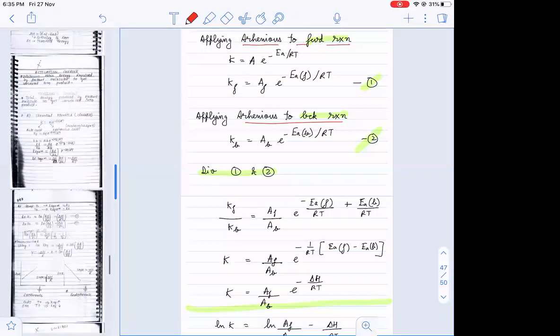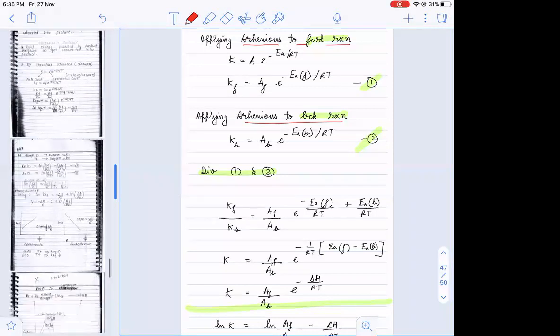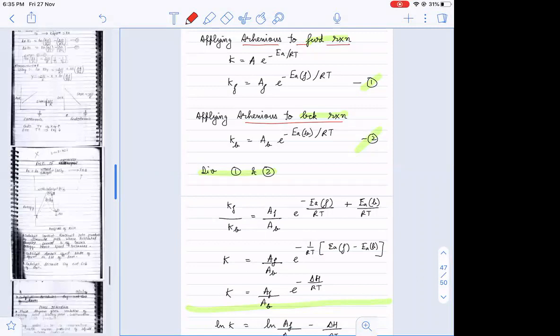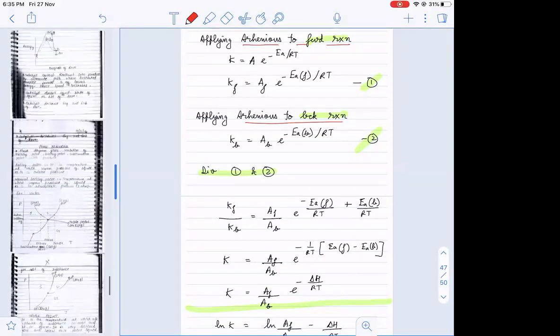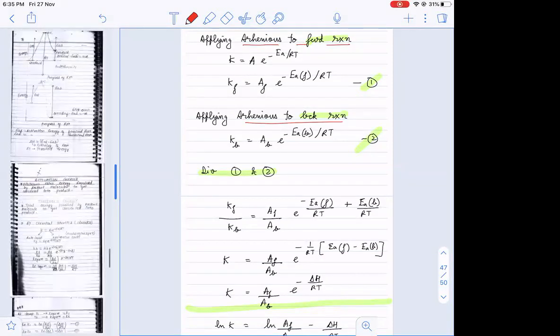Let me know when you have written. Sir, done. Okay. Done, sir. All right. Daksh, have you done? All right. Let's move ahead.